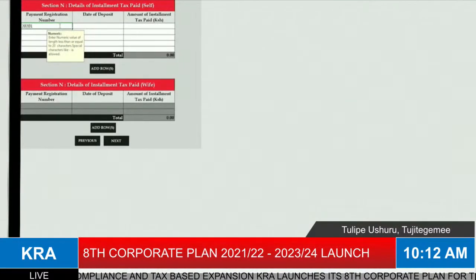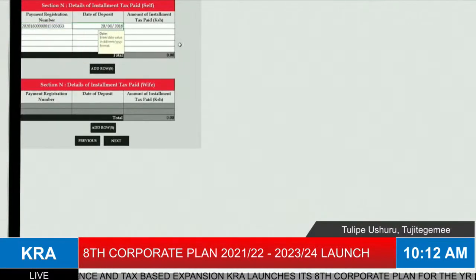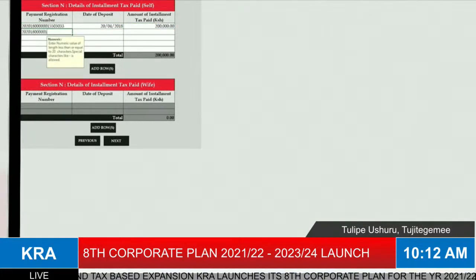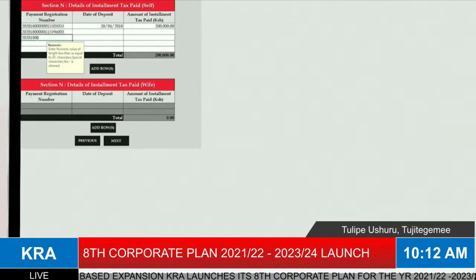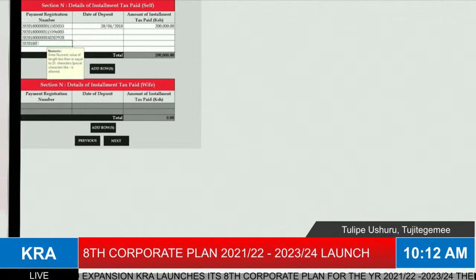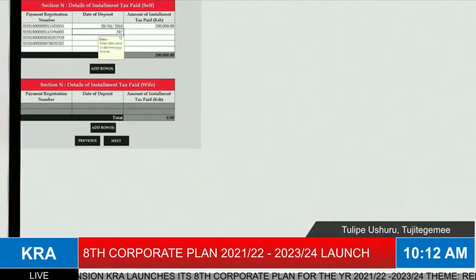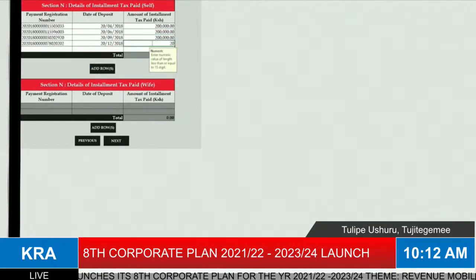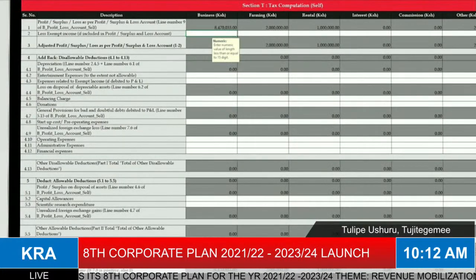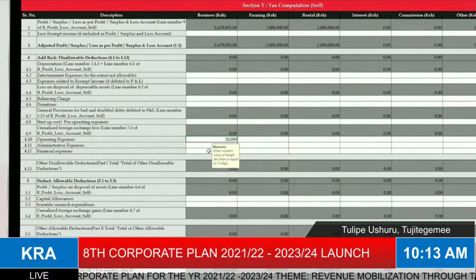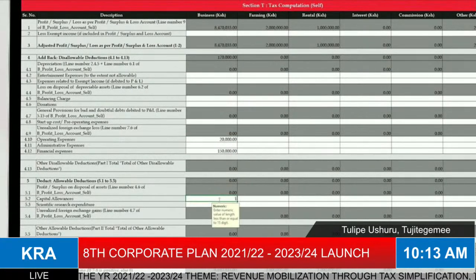If you paid installment tax during the year, you will declare the payment slip details, payment registration number, date of deposit, and amount. Fill the other relevant sheets where applicable. Go to the income computation sheet and add back any disallowable expenses claimed in the profit and loss account and also deduct any allowable expenses where applicable.